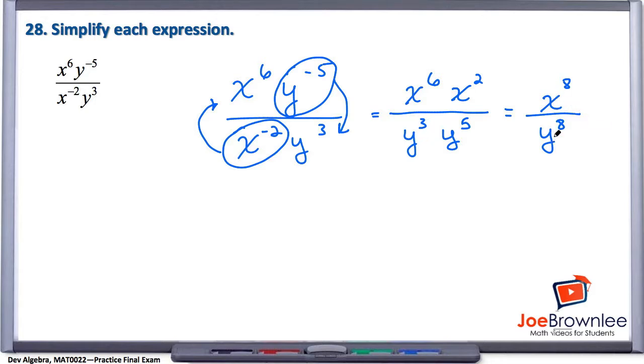And here we can't reduce this. Why? Because the base is x in the numerator, the base is y in the denominator, and so our final answer is simply x to the 8th over y to the 8th.